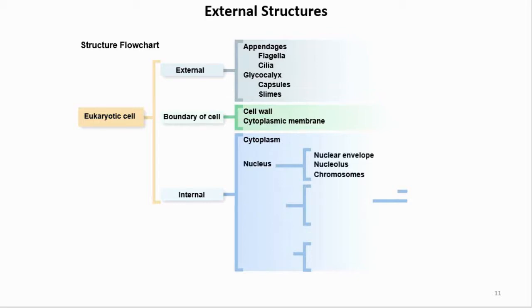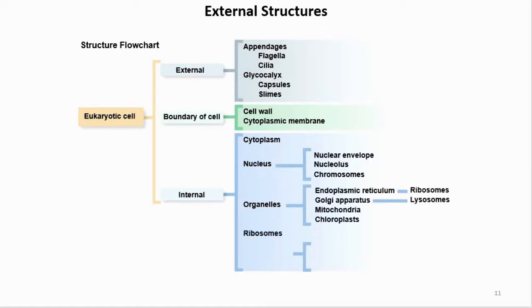They're all going to have a nucleus, which is going to have a nuclear envelope around it, a nucleolus, which is just a ball of proteins and chromosomes, and of course, they've got to have chromosomes in them. Organelles such as endoplasmic reticulum, ribosomes, Golgi apparatus, lysosomes, mitochondria, chloroplasts. They're all going to have ribosomes because they've got to make protein, and they're all going to have some sort of a cytoskeleton made of microtubules, intermediate filaments, or actin filaments.